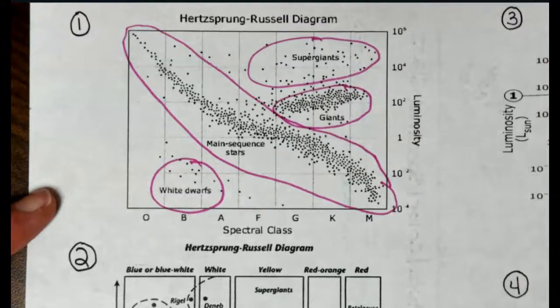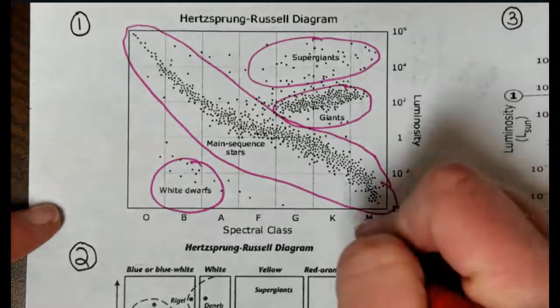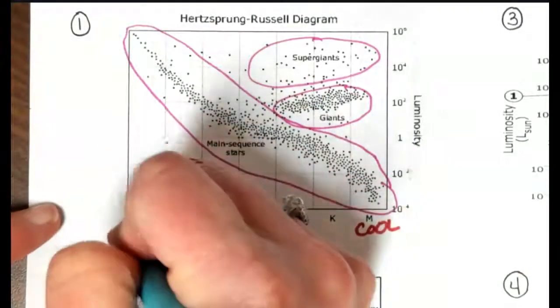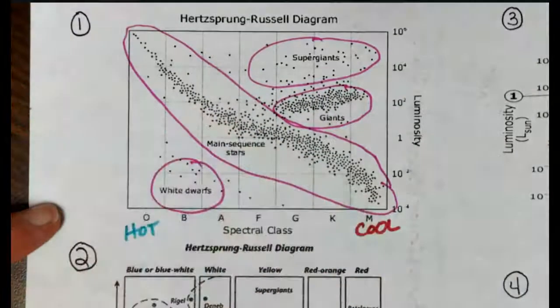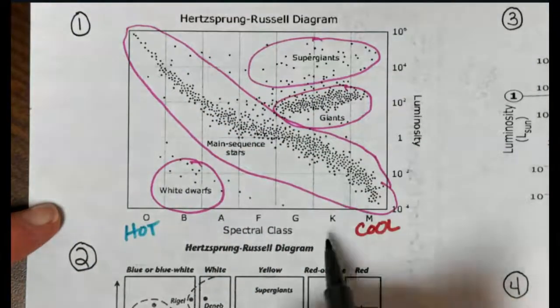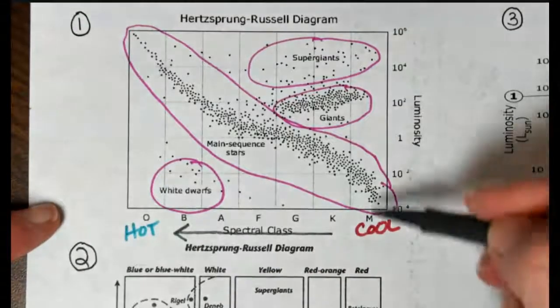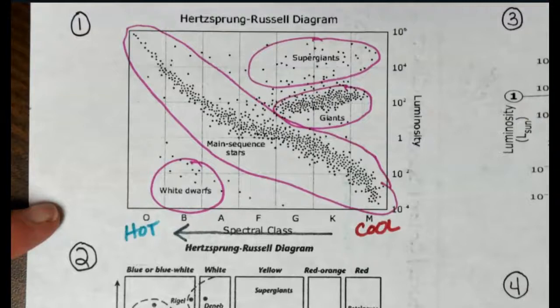Now look at our labeling. It's labeled as spectral class. I don't have the exact temperatures, but I have spectral class, which is another representation of temperature. I still know, based on the pattern, this side is going to be the cool side, and this side is going to be the hot side, because as we transition across, temperature is increasing. So I know these stars down here have to be the cooler stars.